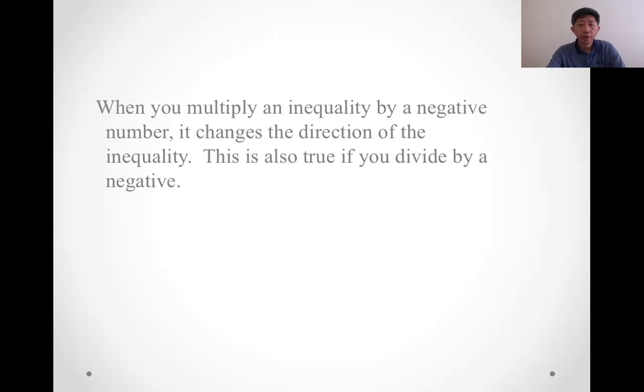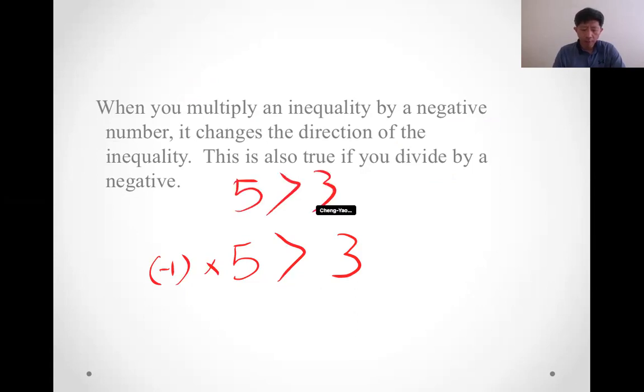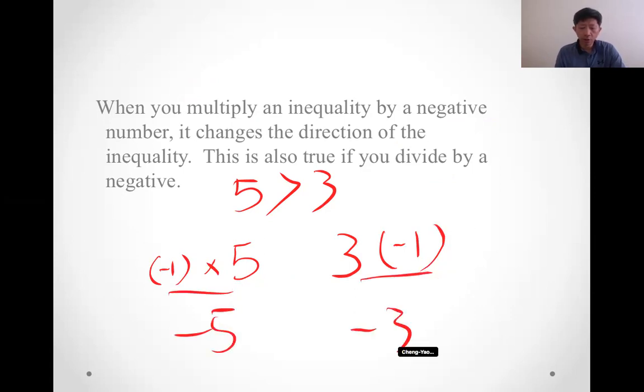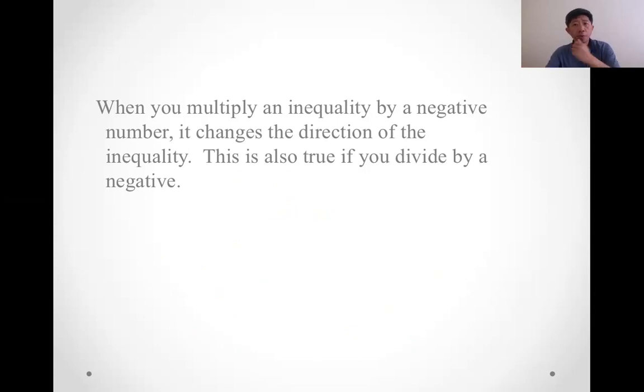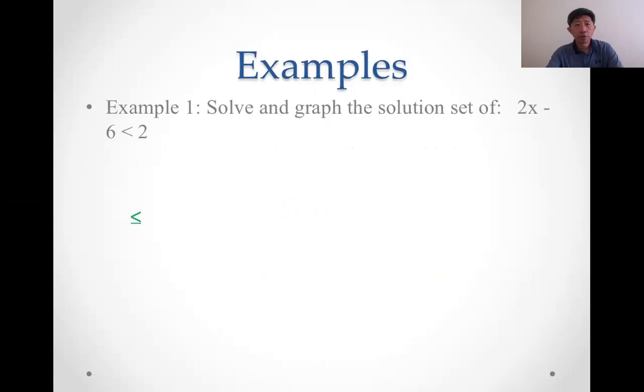So like this, we have 5 and 3. And then you multiply both by -1. 5 is greater than 3, right? Now what happens is, we multiply both by -1, then this one is -5, this is -3. So therefore, -5 is less than -3, right? This is the same thing if we do the division. So let's do a couple of examples, and you will understand this more.